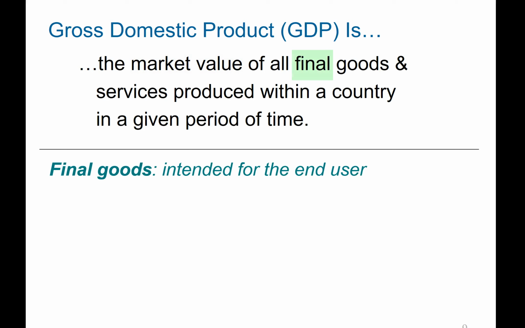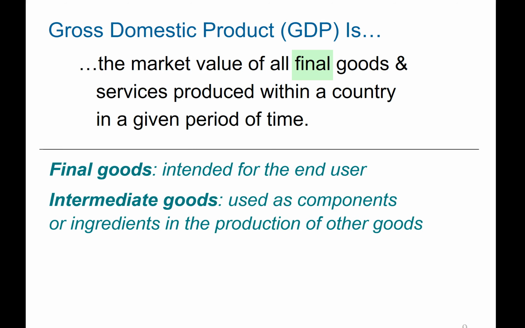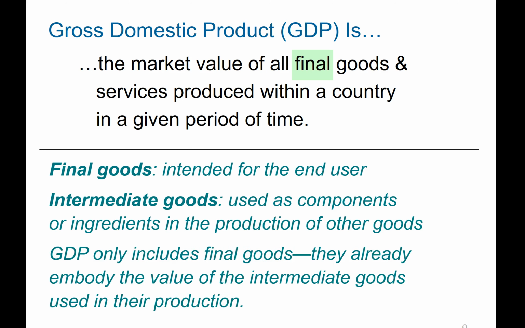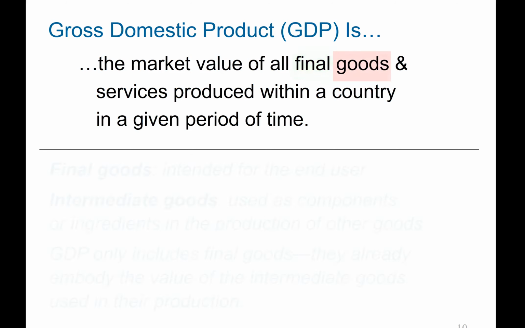The second part of this, final goods, is an important thing to understand. Final goods are goods intended for the end user. So that would exclude, by definition, intermediate goods. Intermediate goods would be the component parts or the ingredients used in the production of other goods. So if I'm building a house, the final good is the house. The intermediate goods would be the lumber and the shingles and all of the plumbing materials and, gosh, so many things. So the market value of final goods and services, this is going to be really important because that's all that's counted in GDP. They already embody all of the value of the intermediate goods within them.